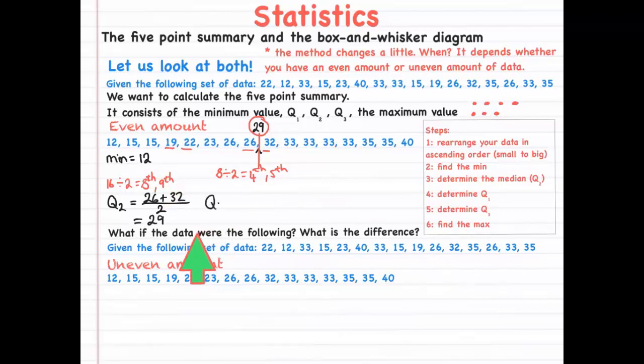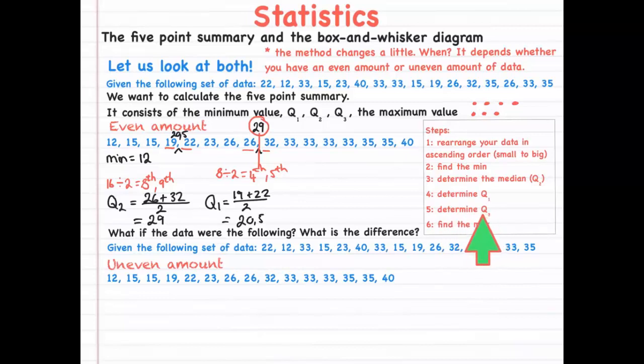So now let's quickly calculate the lower quartile. Q1 equals 19 plus 22 divided by 2, and that gives us 20,5. So then we know that our lower quartile is in the middle of those two, and I can simply write here that it will be 20,5. Got it?